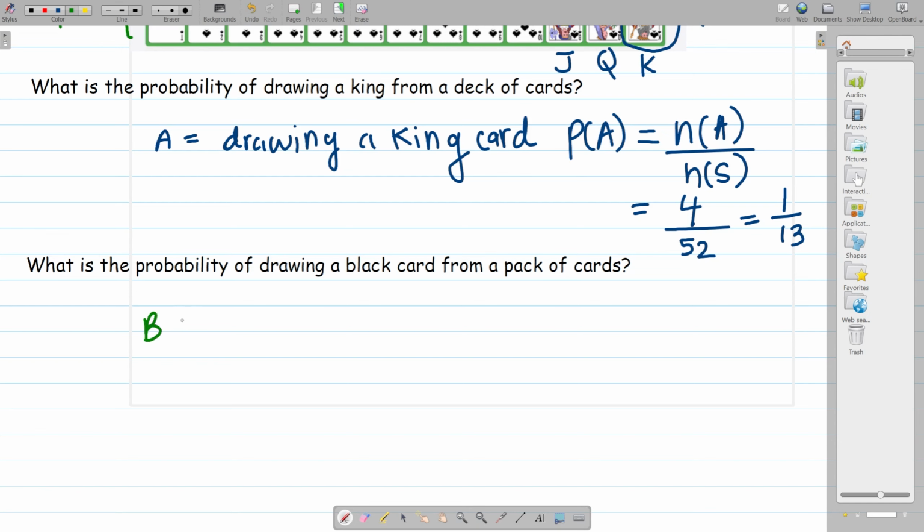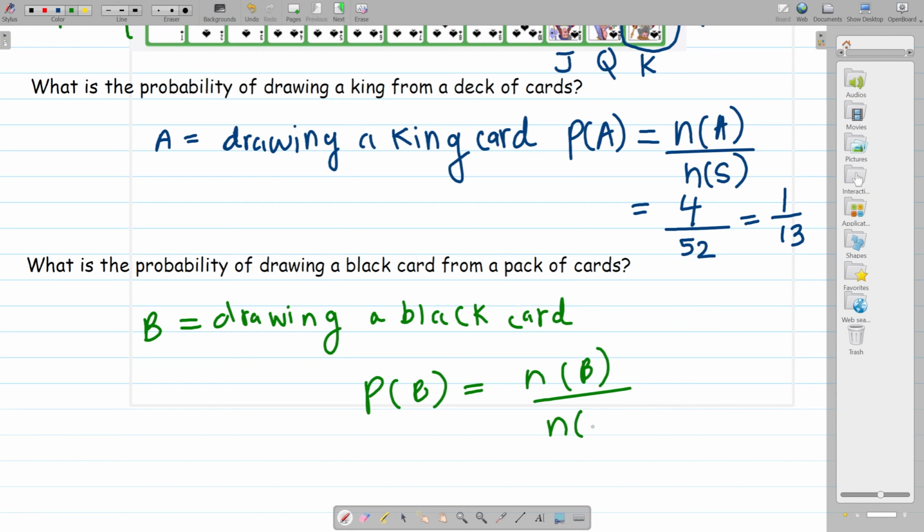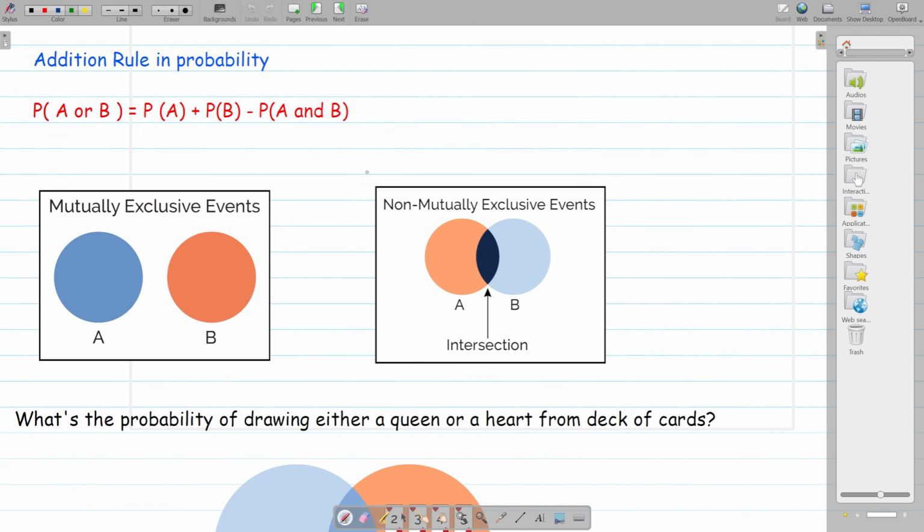Now, if the event B is drawing a black card, then the probability of B is equal to NB divided by NS. How many black cards are there? 26, and 52 total cards, then half, or 0.5, is the answer for this question. The probability of drawing a black card is 0.5. This is similar for drawing a red card. Why? We have the same number of red cards in the standard card deck. Okay, let's move into the next part.